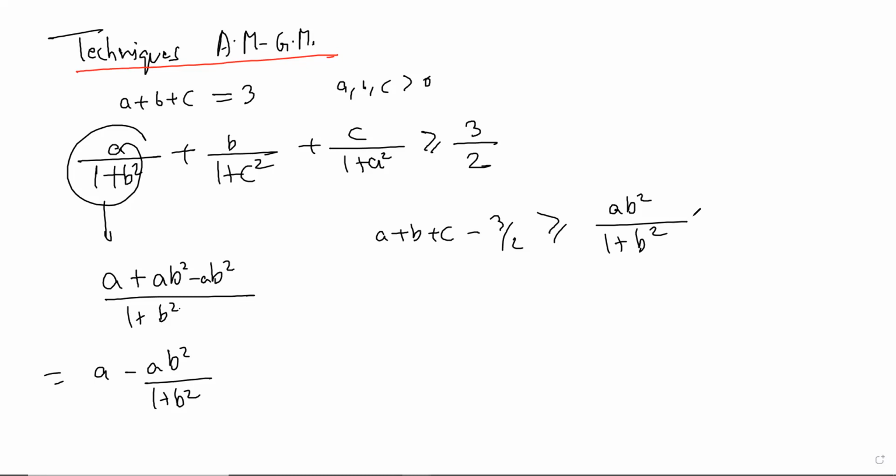Yes, I think this looks good. Let's see if it works. 1 plus c square and ca square. At first, it's a little strange kind of manipulation, but once you see it works, then it works. So this is the thing.